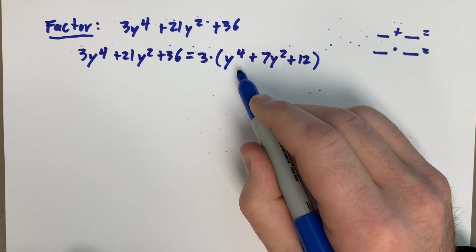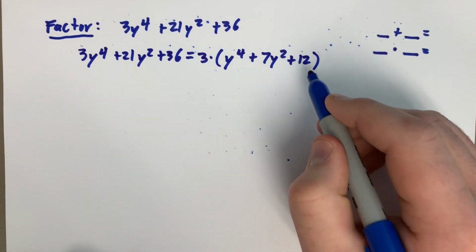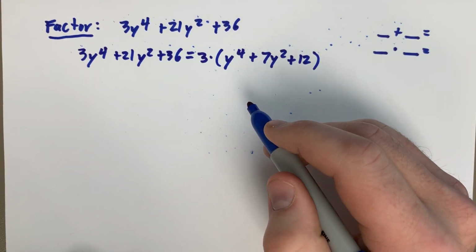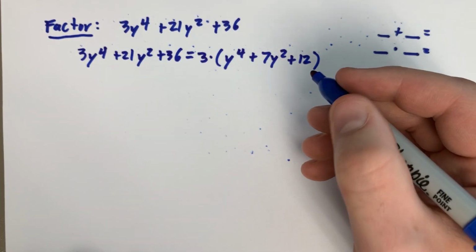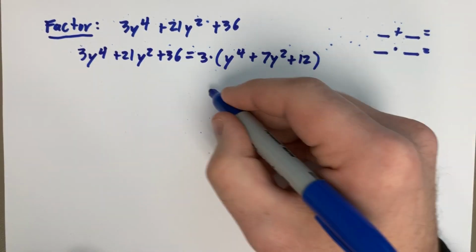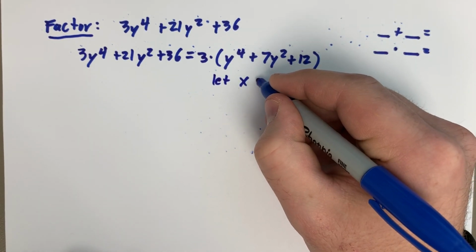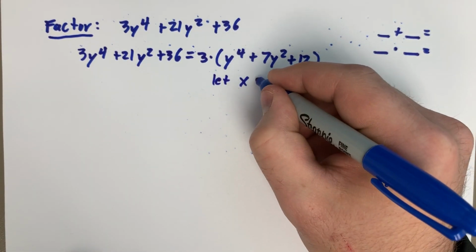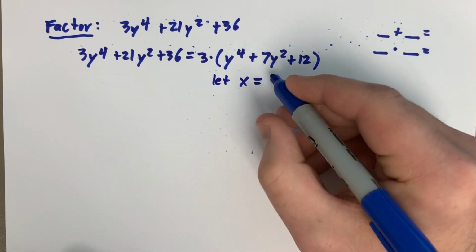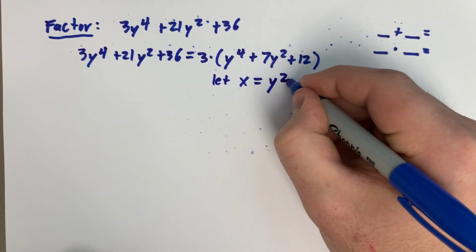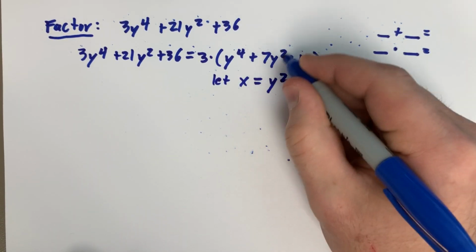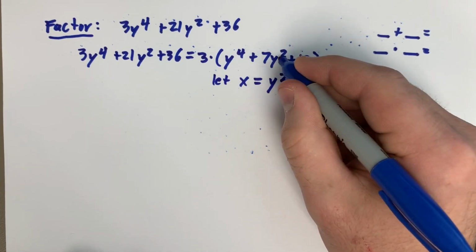I want something in the form x squared plus something x plus something else. So how do I get that? That I can do via substitution. So I say, let x, it doesn't matter what you choose, you can use a smiley face, you can use a z, it doesn't matter what letter. Let x equal y squared. Usually you're going to let it be the second term, whatever the variable expression is on the second term.